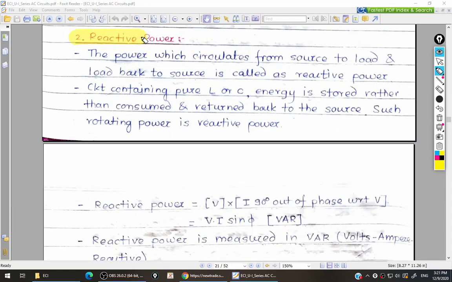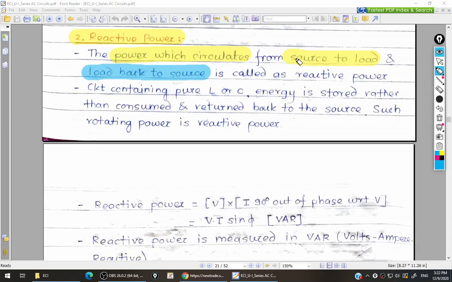Now our next type of power is what? Reactive power. We know that a circuit consists of resistance. If resistance consumes power, it is active power. But what about the inductor and capacitor? They will only store the energy, and after some time they will return that energy to the supply. So that energy will not be consumed. It will just be stored inside the inductor or capacitor, and then it will be returned. So that power gets circulated from source to load and load back to the source.